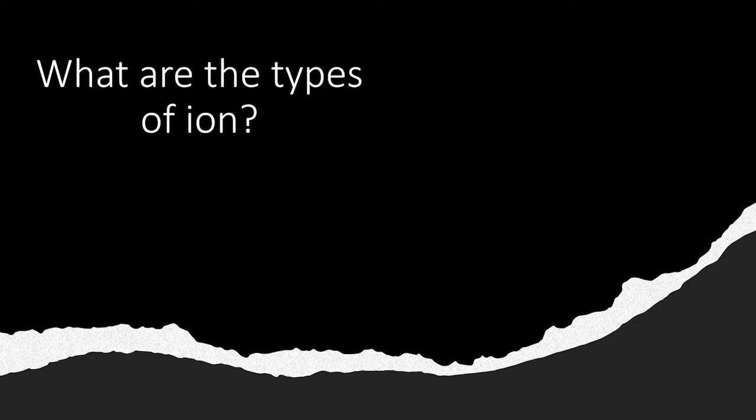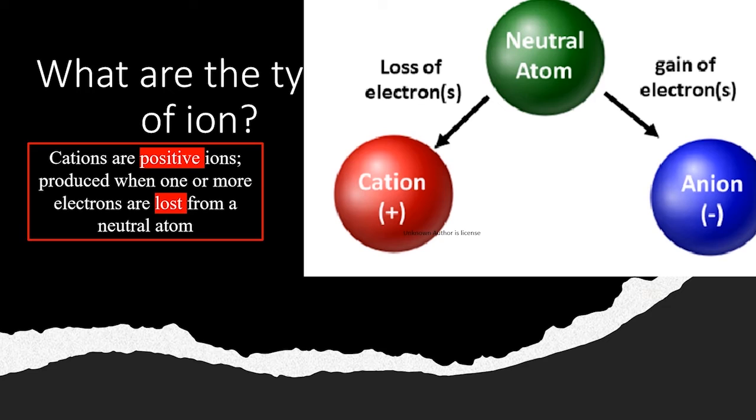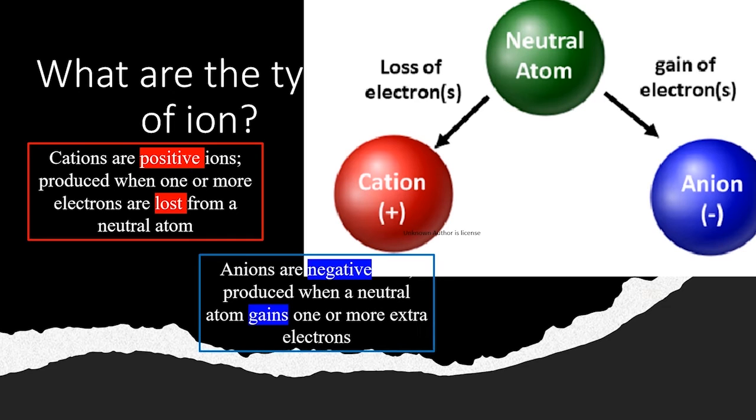So what are the types of ions? From a neutral atom, if it loses an electron, it will be called a cation. If it gains electrons, it will be called an anion. Therefore, cations are positive ions produced when one or more electrons are lost from a neutral atom, while anions are negative, produced when a neutral atom gains one or more extra electrons.